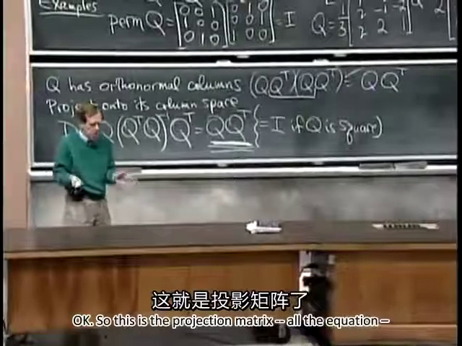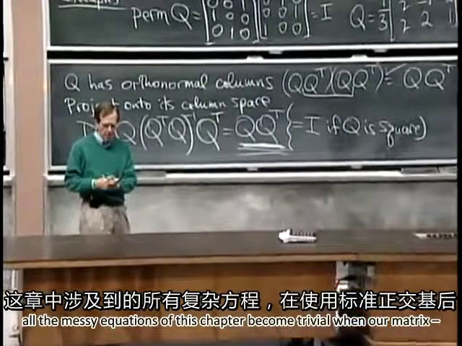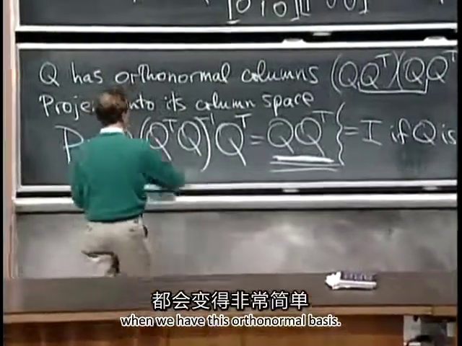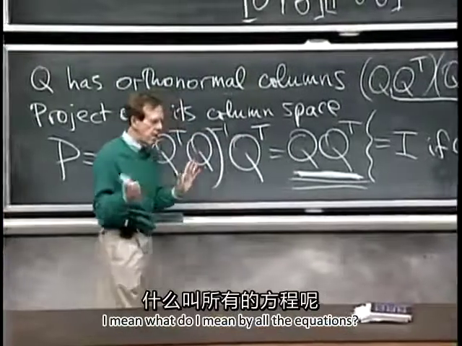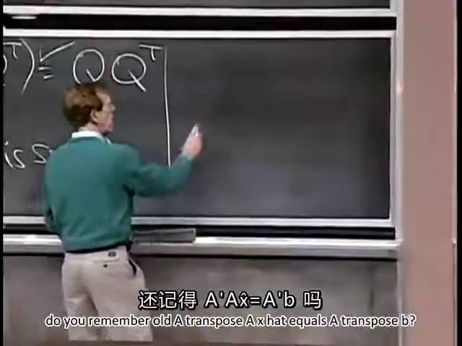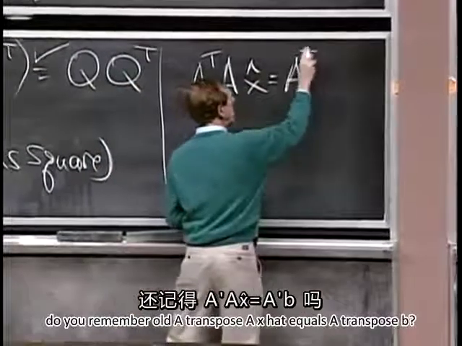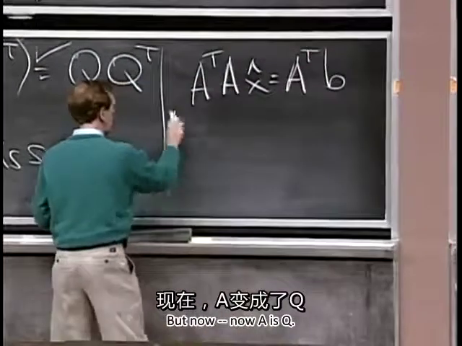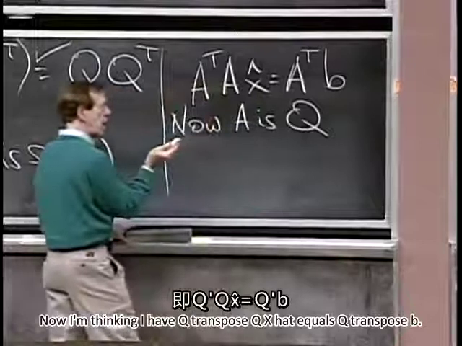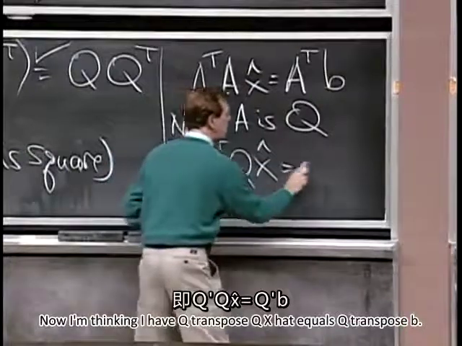All the messy equations of this chapter become trivial when we have this orthonormal basis. I mean, what do I mean by all the equations? Well, the most important equation was the normal equation. You remember old A transpose A, X hat equals A transpose B. But now A is Q. Now I have Q transpose Q, X hat equals Q transpose B.